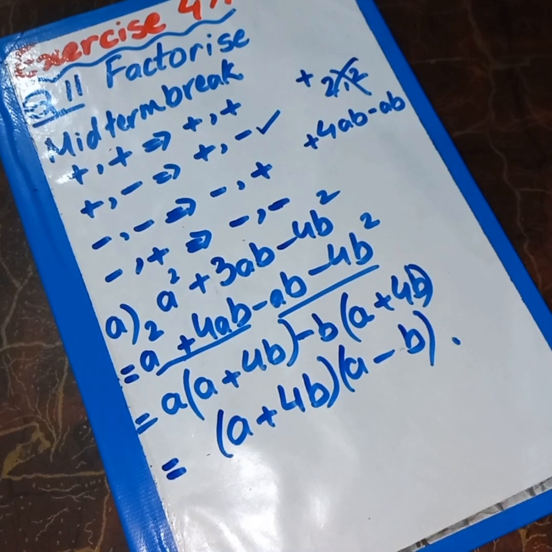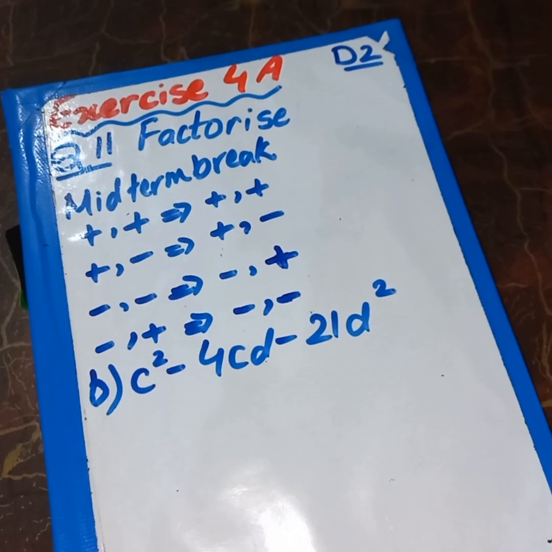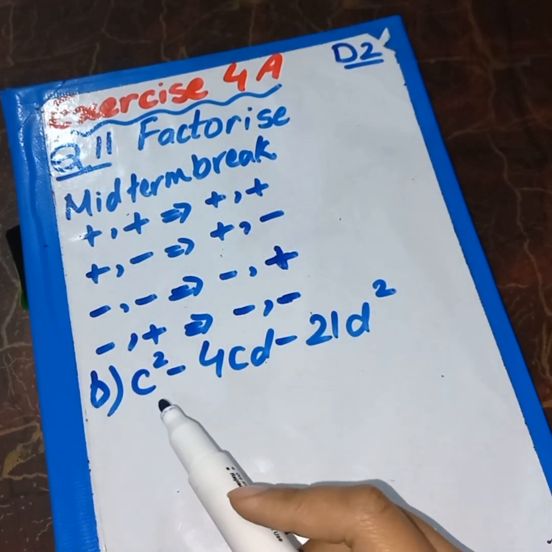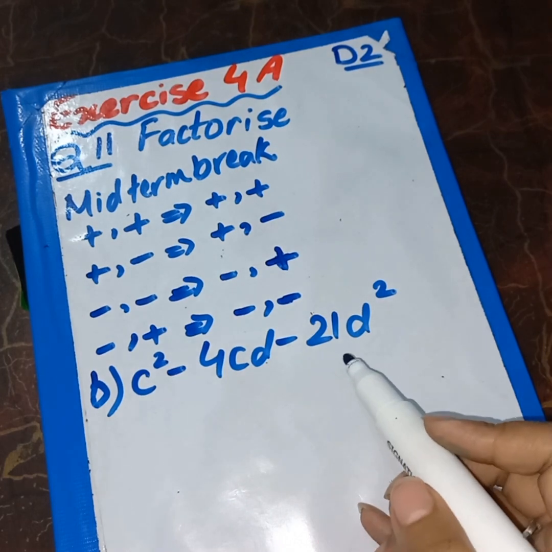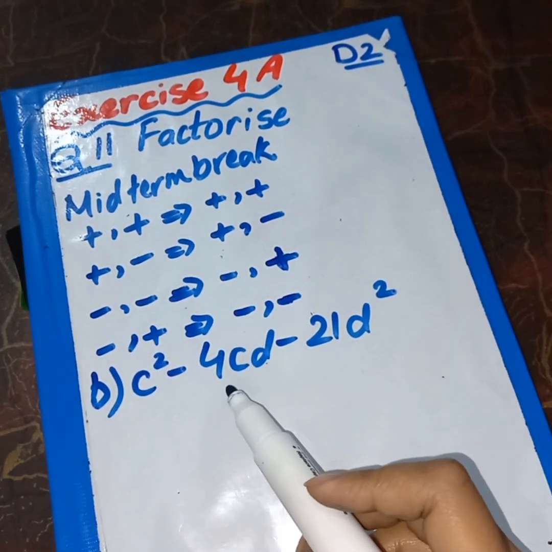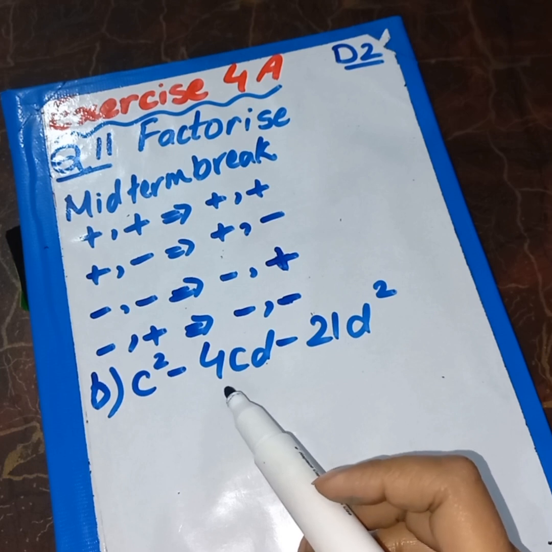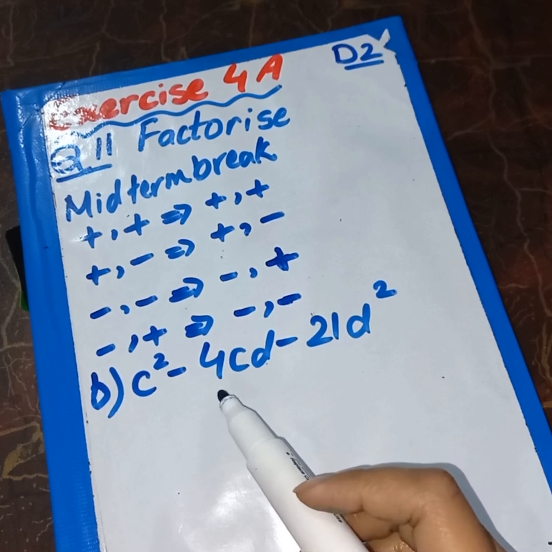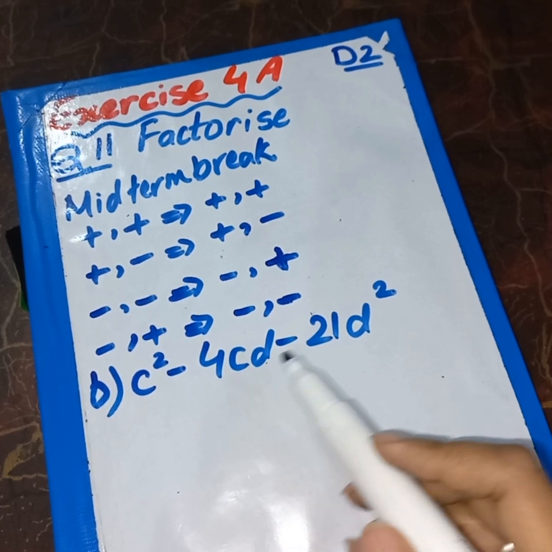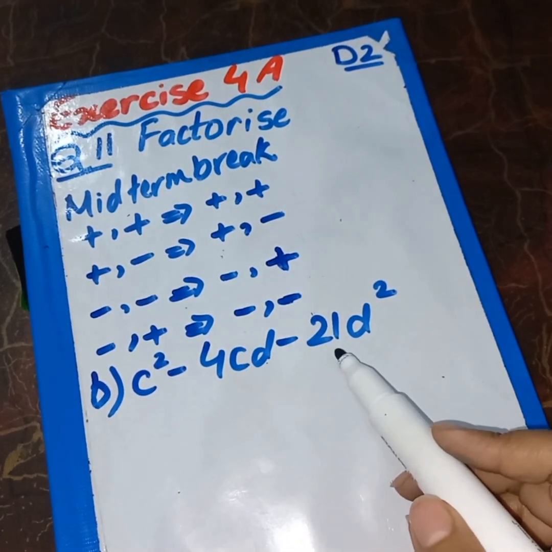That's it. Now we will move towards this b part. In b part, you can see we are given the quadratic expression, that is c square minus 4cd minus 21d square. I need to break the middle term, that is 4cd, and 4cd is telling me that I need a pair of numbers that will give me 4 after subtraction, and after multiplication it will give me 21.